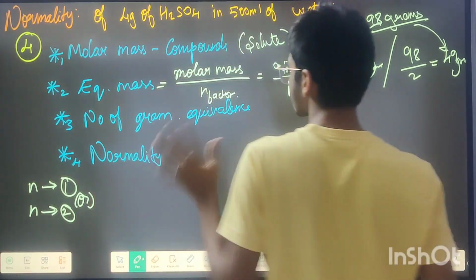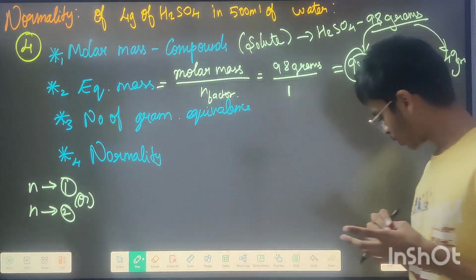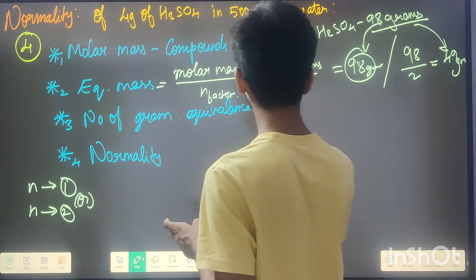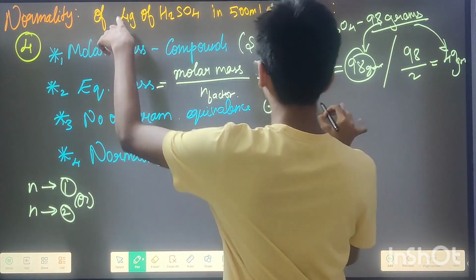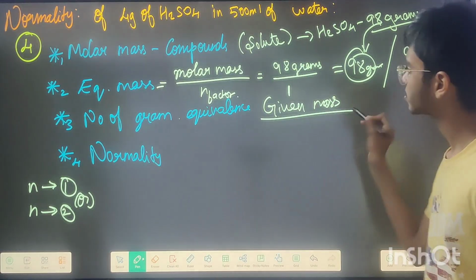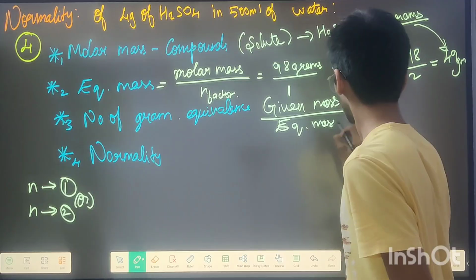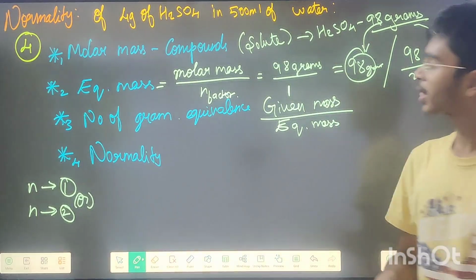So that's it. Next is number of gram equivalents. Here how many gram equivalents are there? That is what we are going to find. So how are we going to find that? It is going to be given mass, which is what they have given in the question, divided by equivalence mass. Now you are going to find it like this.